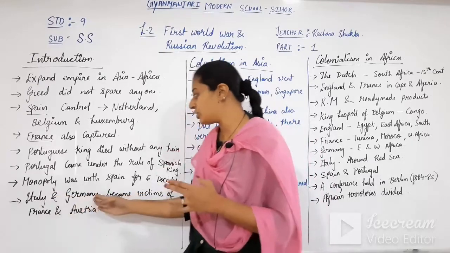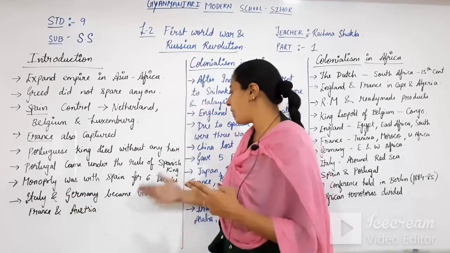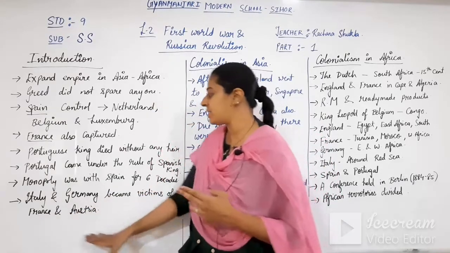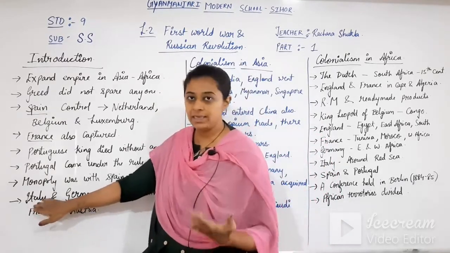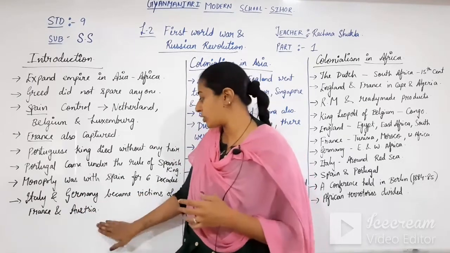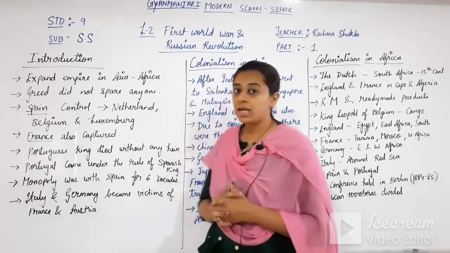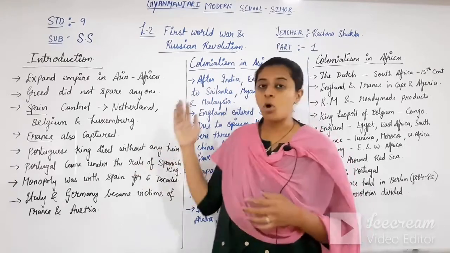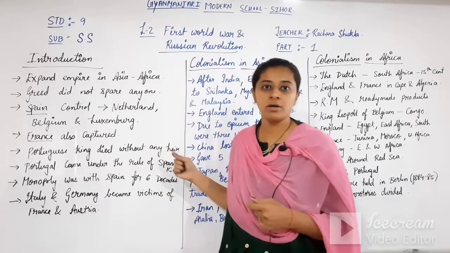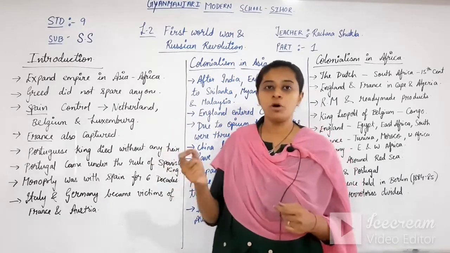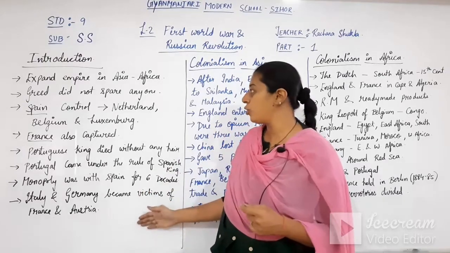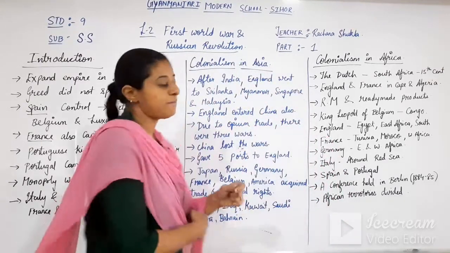So Italy and Germany, two countries, became the victims of France and Austria. That means France captured Italy and Austria captured Germany. And students, if you want to write down all these points, you can note them down in your rough book for your reference. It will be easy for you for your further studies or future studies. So note down these points in your rough book.